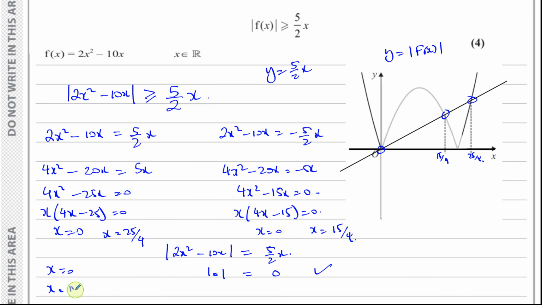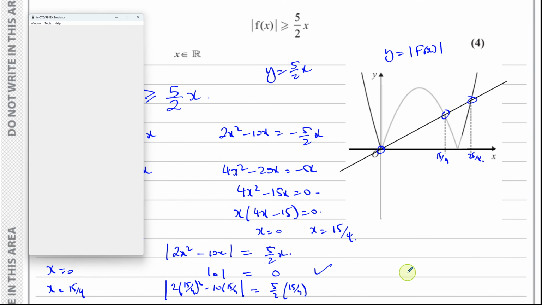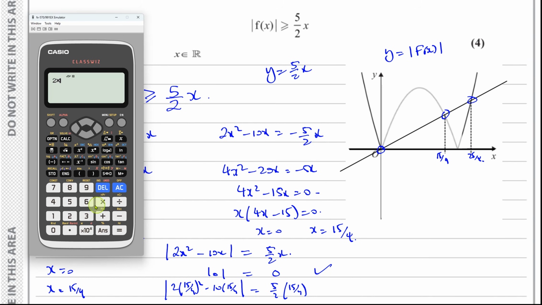When x equals 15 over 4, we have 2 times 15 over 4 all squared, minus 10 times 15 over 4. And on this side, you have 5 over 2 times 15 over 4. I'll just take the calculator for this. So here we have 2 times, let me put this in brackets, 15 over 4, and that's going to be squared. Minus 10 times 15 over 4.